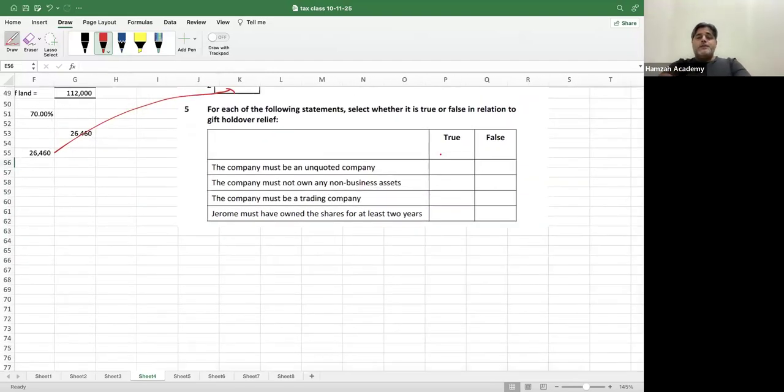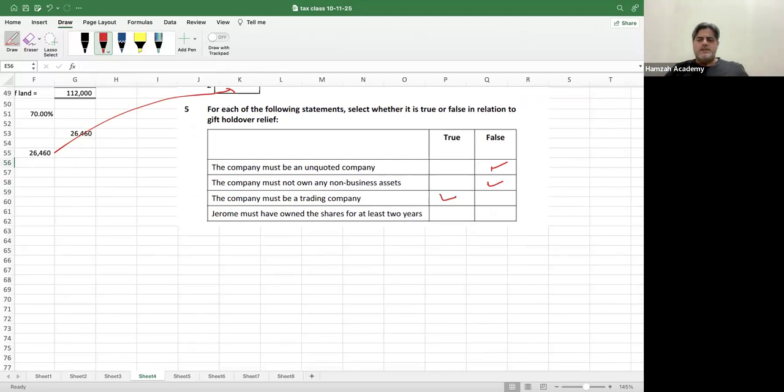Then for each of the following statements, state whether it's true or false in relation to the gift holdover relief. The company must be an unquoted one. The company has to be the quoted one. We have talked about it. The company must not own any non-business assets. This is false, the company can own non-business assets as well. The company must be a trading company, yes. And the donor must have owned the shares for at least 2 years.